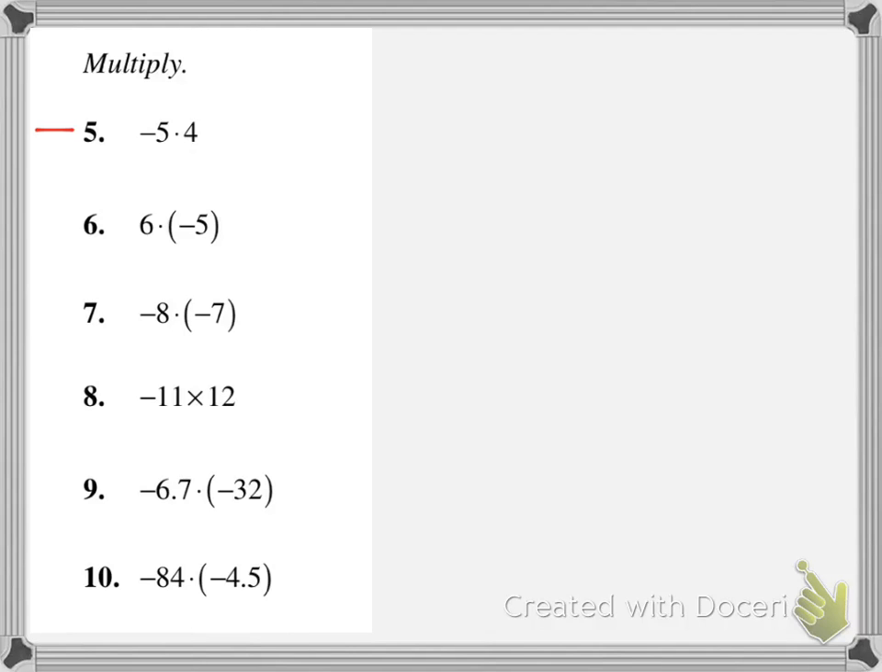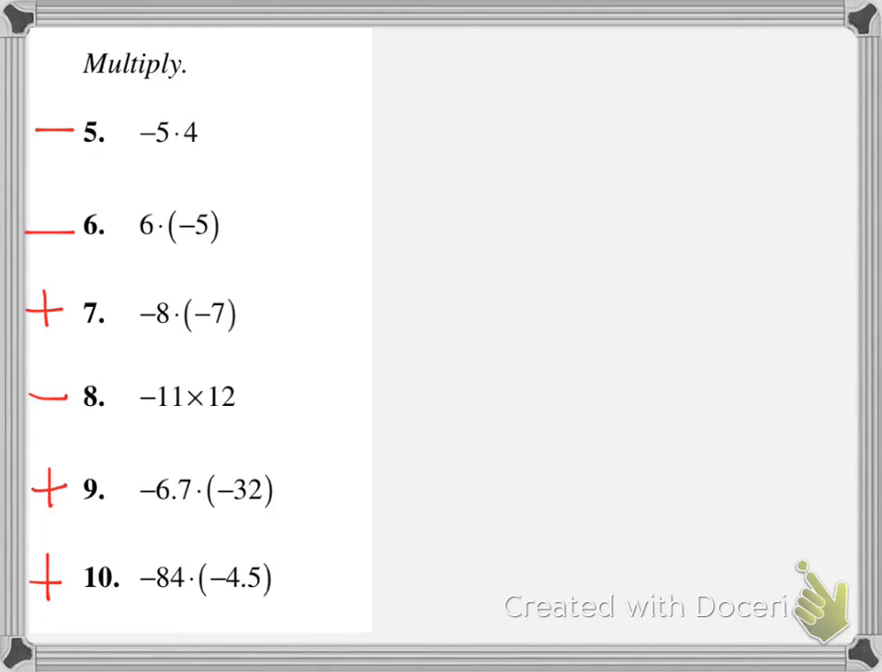Number 6, I have a positive and a negative. Signs are different. My answer will be negative. Number 7, I have a negative times a negative. That answer is going to be positive. The next one, a negative and a positive, so my answer will be negative. Number 9, both of them are negative, so that'll be a positive. And the last one, they're both the same sign, so positive.